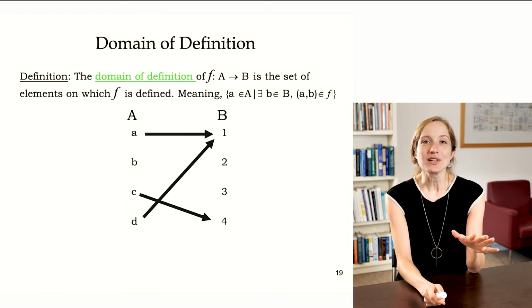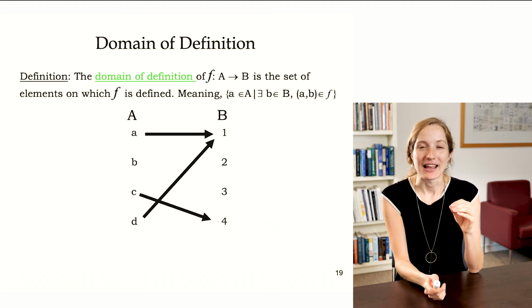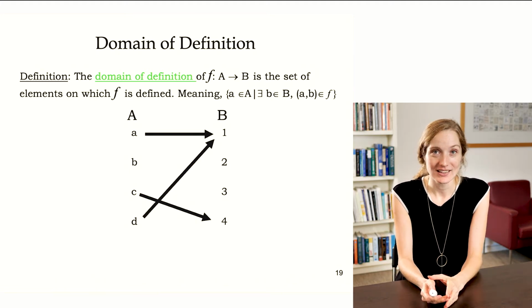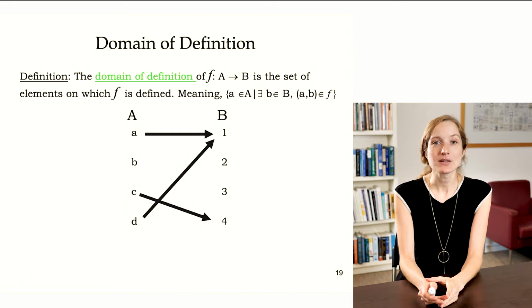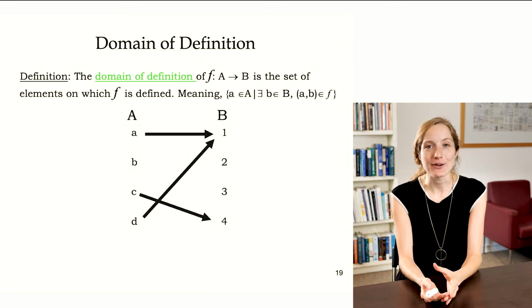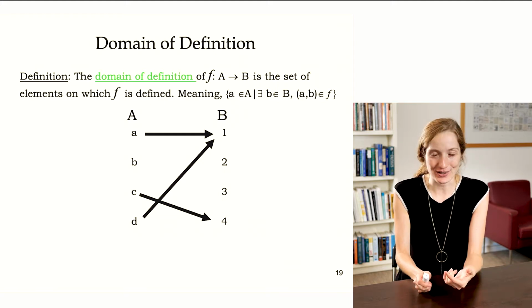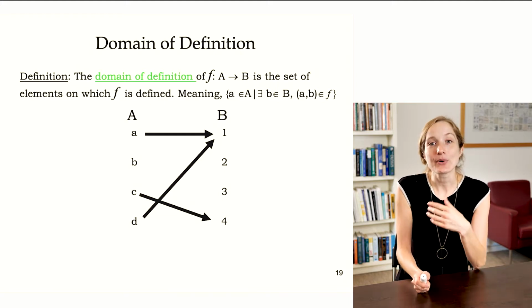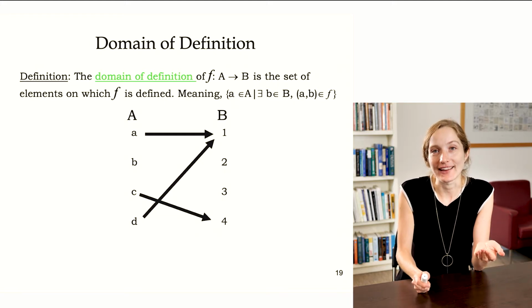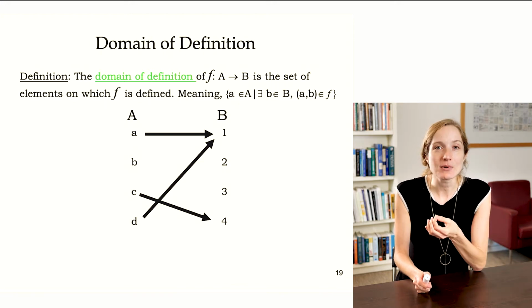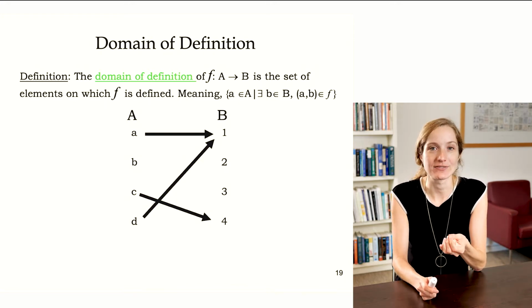Okay, so here let's come at it from a different angle and define together the domain of definition of a function. Suppose I start with a function f from A to B. Recall A is the domain. The domain of definition of f is going to be potentially a subset of A, the set of those elements on which f is actually defined.